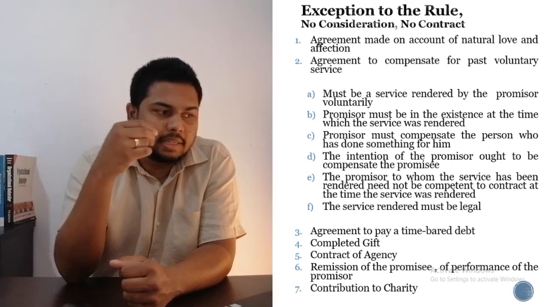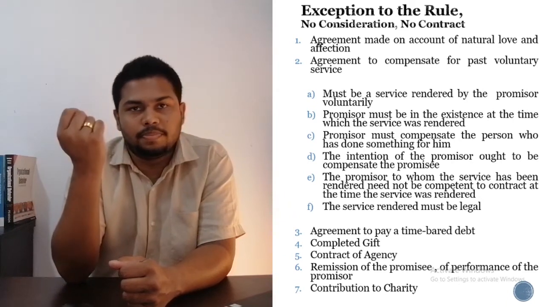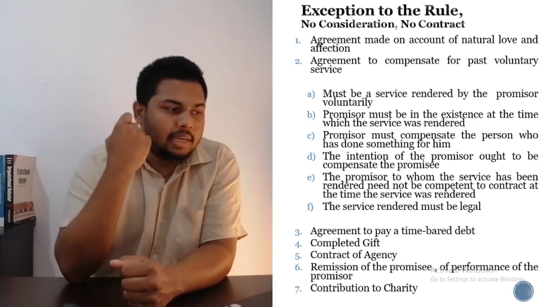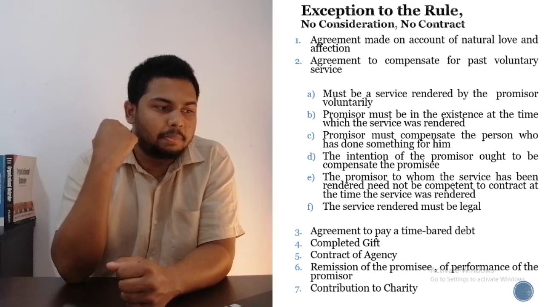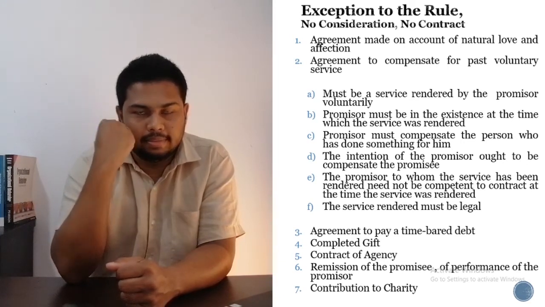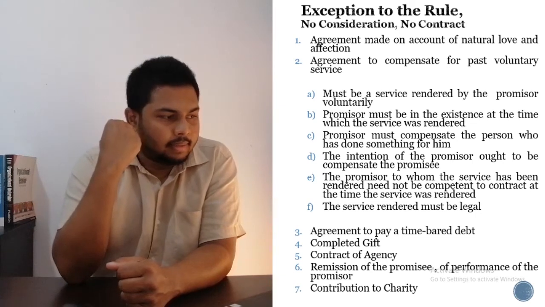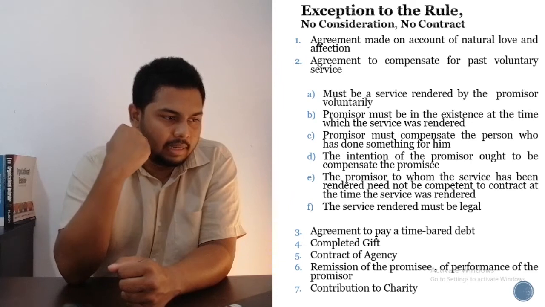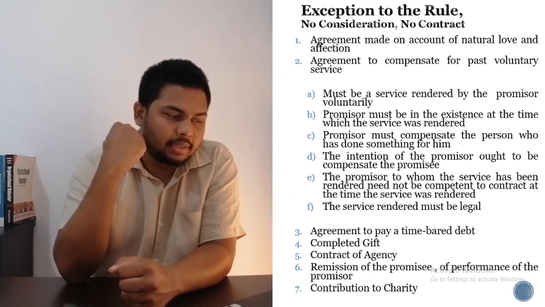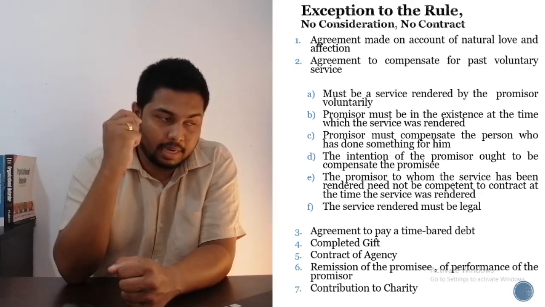Promisor must compensate the person who has done something for him. So you have that liability, right? You must pay something to that person. The intention of the promisor ought to be to compensate the promisee, right? Your intention. Then the promisor to whom the service has been rendered need not be competent to contract at the time the service was rendered. Read it carefully.